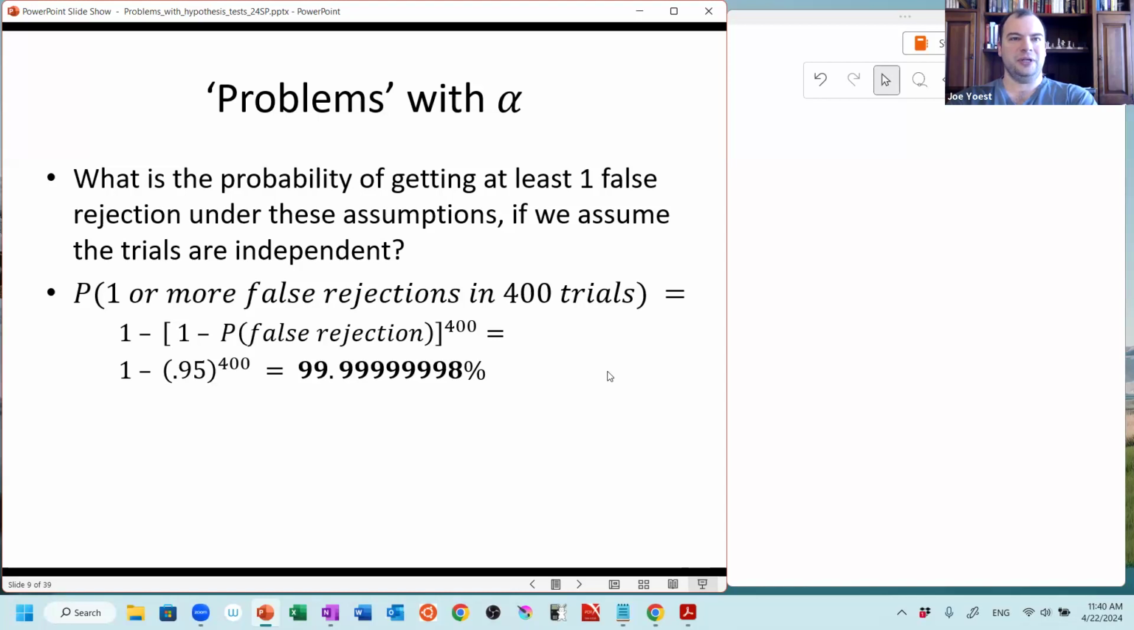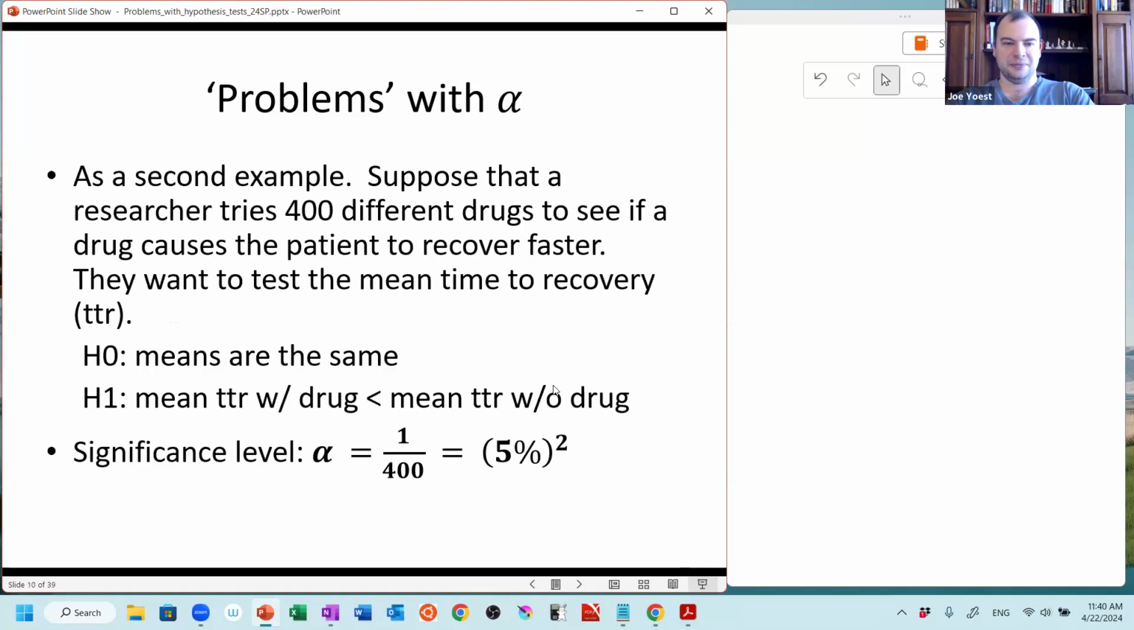What's the probability that we get at least one false rejection under those assumptions? Essentially a guarantee. You can see, it's 99 point a bunch of nines percent.